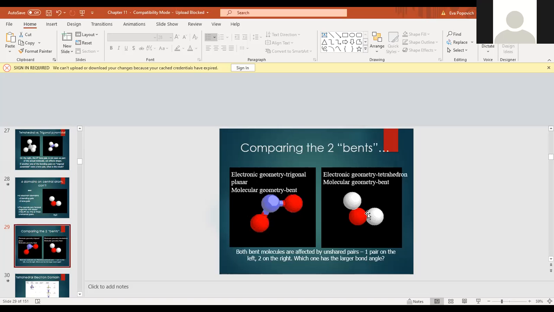So the larger would be the trigonal planar? Absolutely. You're starting off with a larger bond angle to begin with, and you only have one lone pair up here. Tetrahedron, the bond angle is smaller to begin with, and you have two lone pairs, which forces it even closer. So this is going to be about 117 degrees. This is going to be about 104.